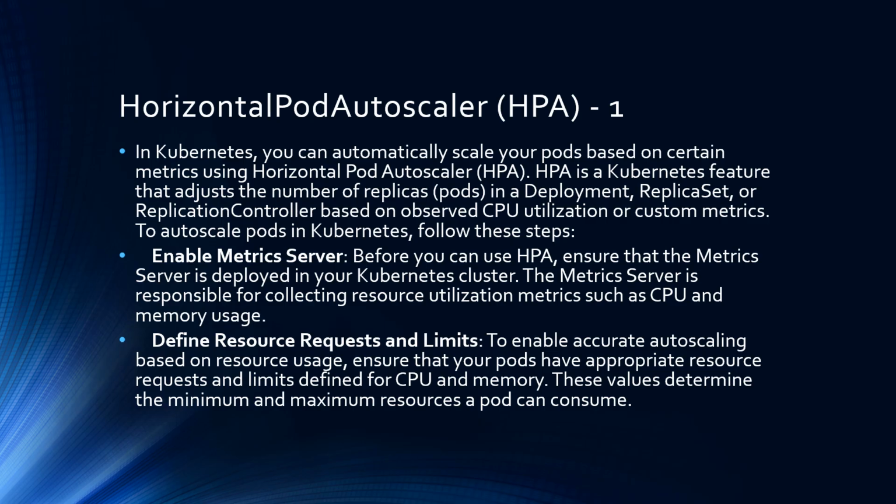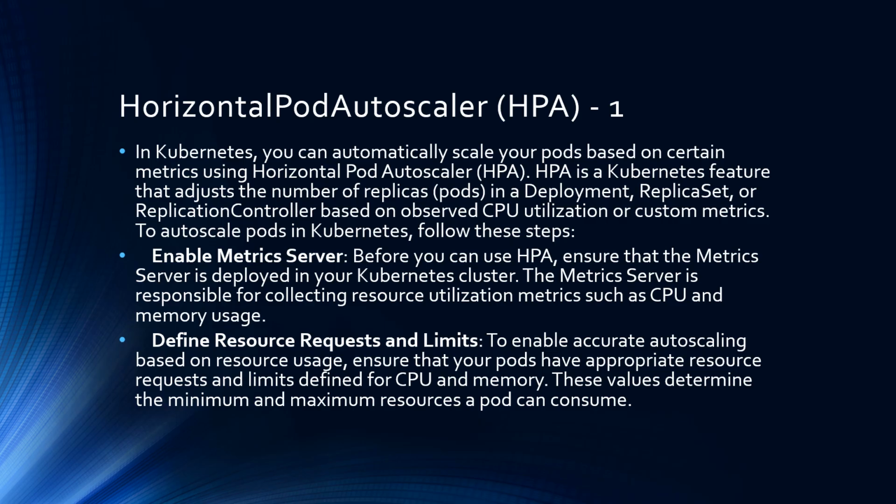Now let's explore the horizontal pod autoscaler, HPA, a powerful feature in Kubernetes that automatically adjusts the number of pods in a deployment based on observed metrics. The first crucial component for HPA is the metrics server. This component collects resource utilization data from your cluster's nodes and pods. Without the metrics server, HPA won't have the data it needs to make scaling decisions.